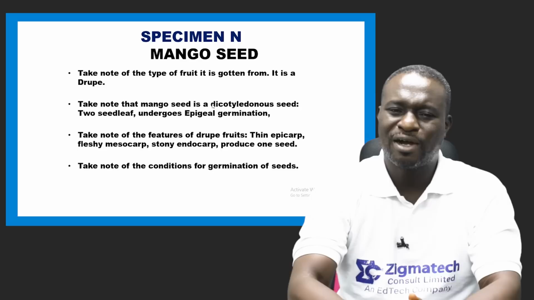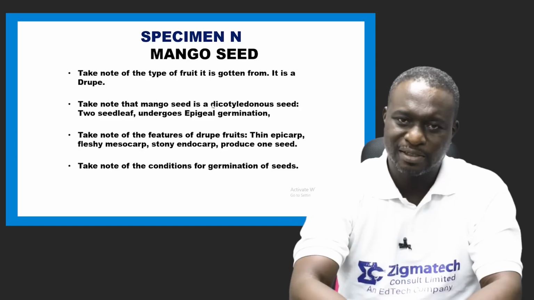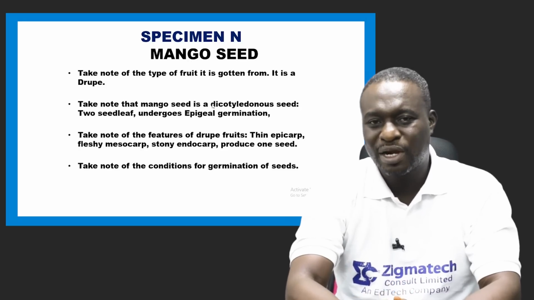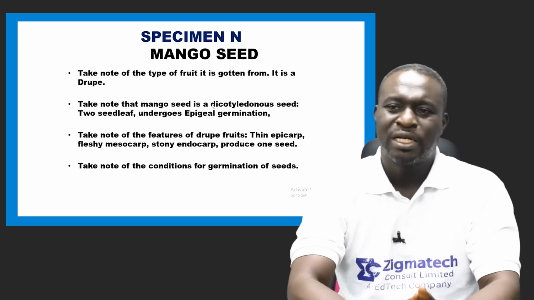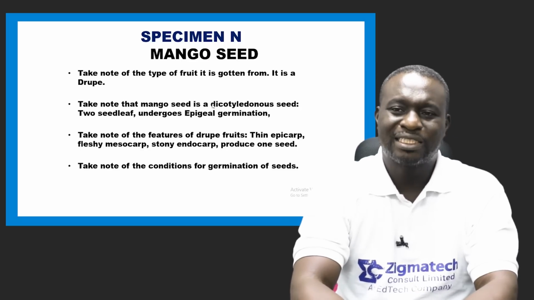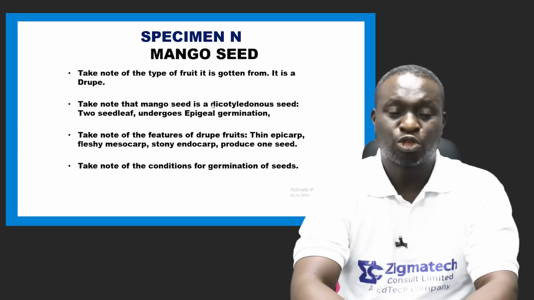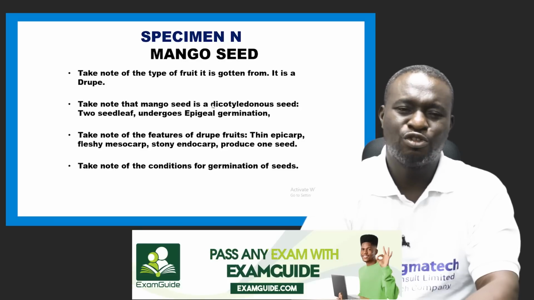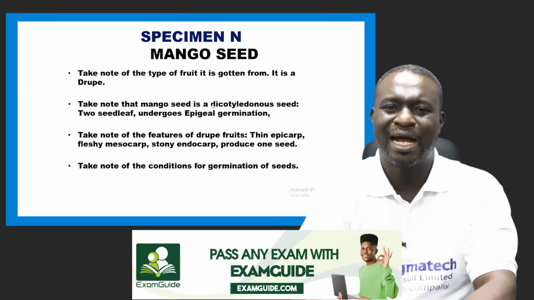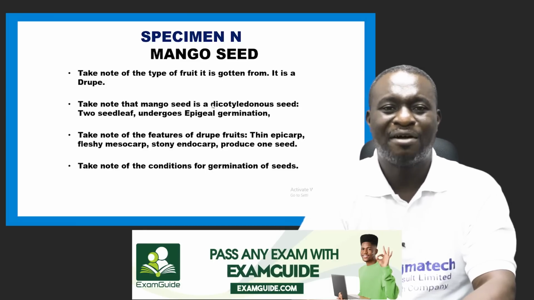The seed is found within the fruit and the embryo is found within the seed, all right? Now take note of the type of fruit it is gotten from. The mango fruit is actually a drupe. Also, please take note of the features of a drupe. Now, most times drupes have a thin epicarp.